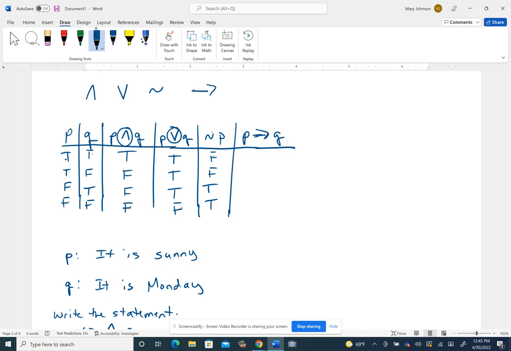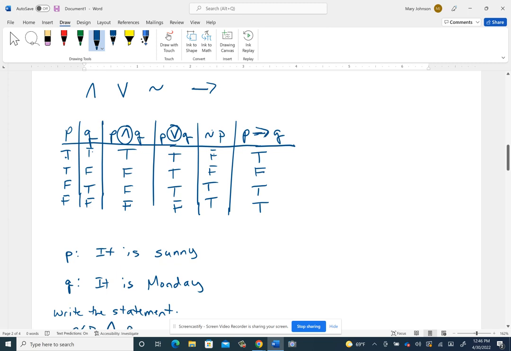So if I told you, if you studied, you'd get an A, you studied and you got an A, then I didn't break my promise. If you studied though, and you didn't get an A, then I broke my promise. If you didn't study and you got an A, the truth value for that would be true because I didn't make any kind of a promise about what would happen if you didn't study. And then if you didn't study and you didn't make an A, then that's also true because, again, I didn't make a promise about what would happen if you didn't study. You need to know these.